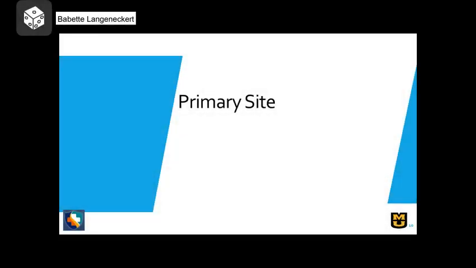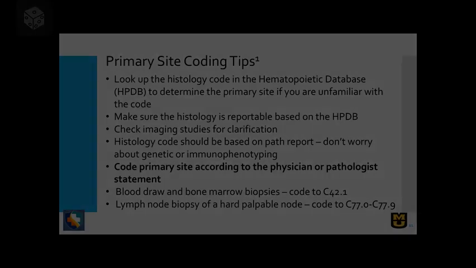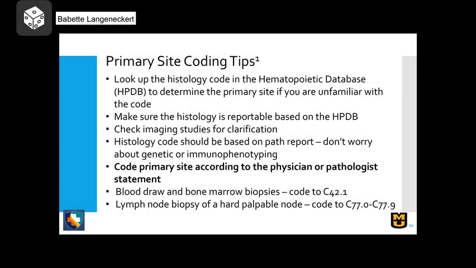Now we will review coding tips for assigning primary site. Look up the histology code in the hematopoietic database to determine the primary site if you're unfamiliar with the code. Make sure the histology is reportable based on the hematopoietic database. Check imaging studies for clarification. Histology code should be based on the path report.